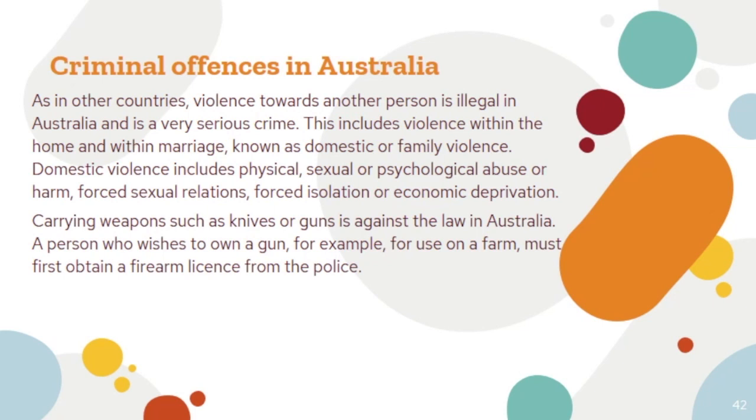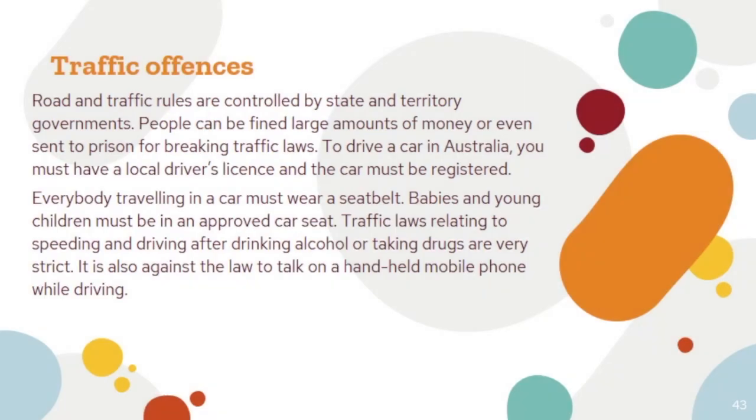Carrying weapons such as knives or guns is against the law in Australia. A person who wishes to own a gun, for example, for use on a farm, must first obtain a firearm license from the police. Road and traffic rules are controlled by state and territory governments. People can be fined large amounts of money or even sent to prison for breaking traffic laws.